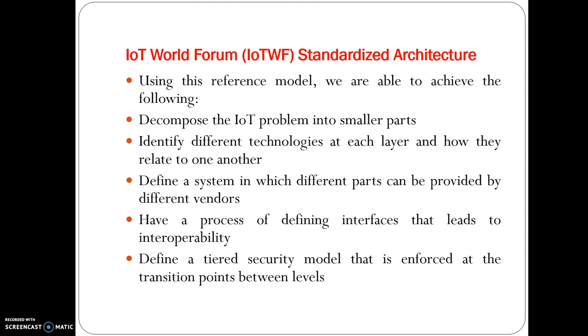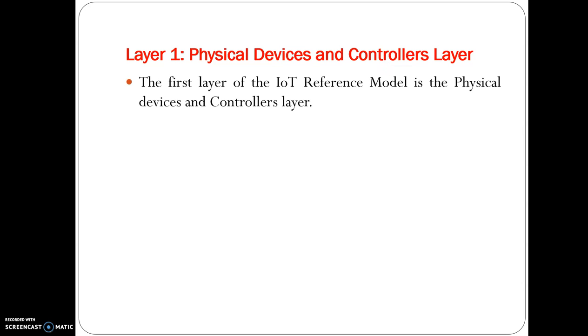Now, in the following section we are going to closely see each of these 7 layers of the IoT reference model. We start with the first layer, the physical devices and controllers layer. The first layer of the IoT reference model is the physical device and controller layer. This layer is home to the things in Internet of Things, including various endpoint devices and sensors that send and receive information.